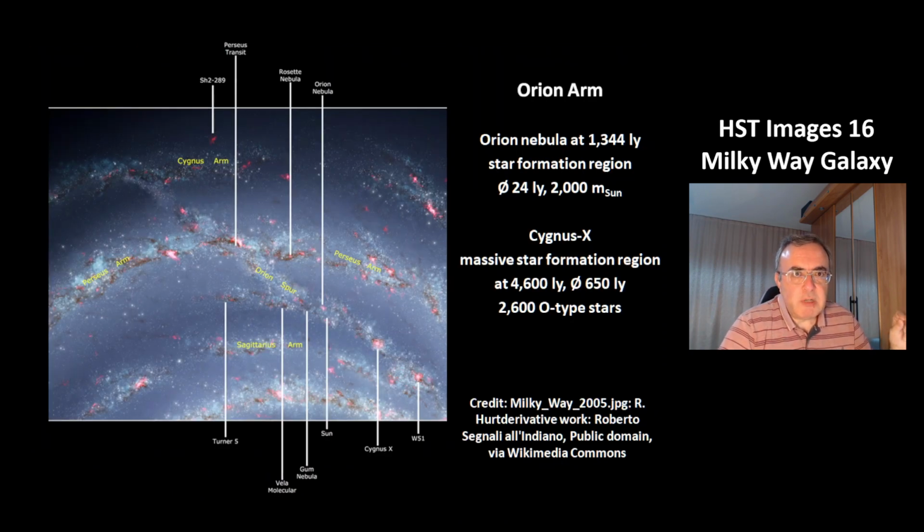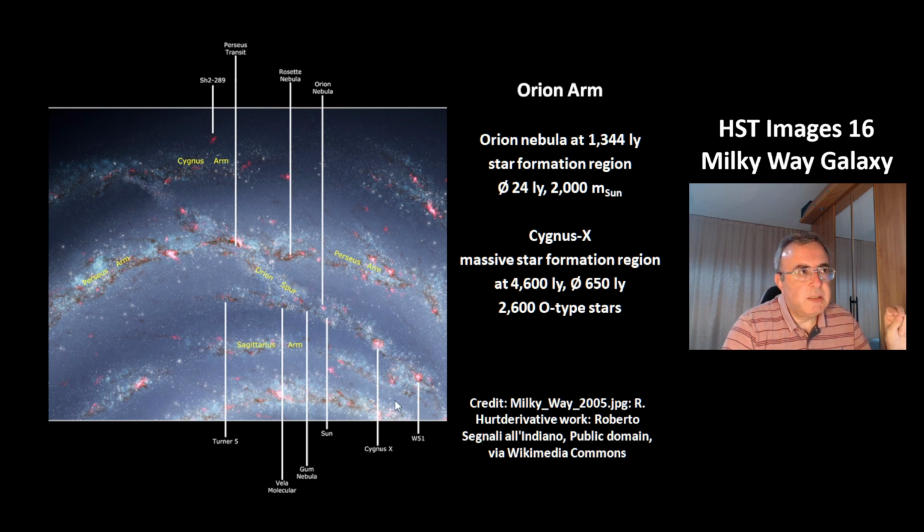Here's another picture of the Orion Arm. You can see the Sun is here. And one nearby structure is the Orion Nebula at 1,344 light years. It's a star formation region with a size of 24 light years and a mass of 2,000 solar masses. So this is the Orion Arm, here to here.